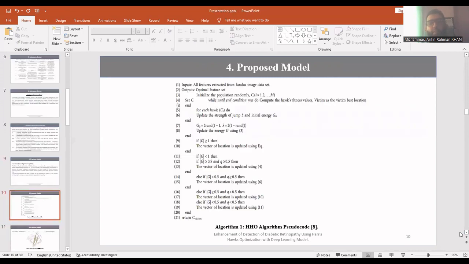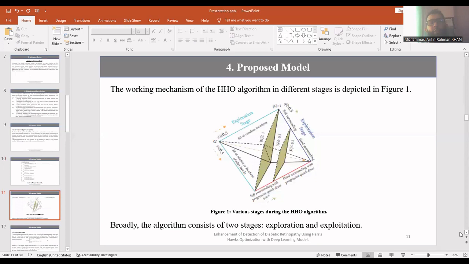I would like to present the HHO algorithm pseudocode here also. This pseudocode is fully guided by the HHO algorithm, which we have applied in our research. The working mechanism of the HHO algorithm in different stages is depicted in Figure 1. Figure 1 shows various stages during the HHO algorithm. Broadly, the algorithm consists of 2 stages, exploration and exploitation.